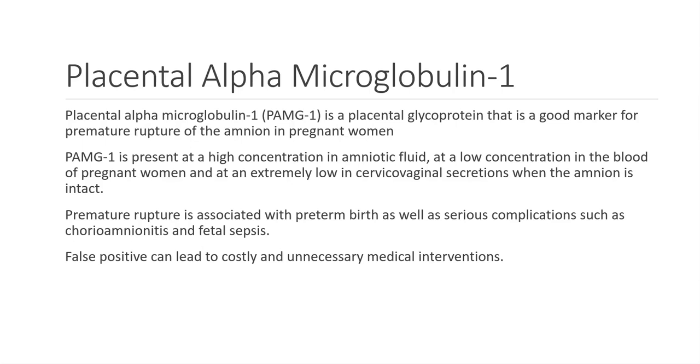Premature rupture is associated with preterm birth, as well as serious complications such as chorioamnionitis and fetal sepsis, because this is a barrier. That amniotic membrane is a barrier between the outside and the safe place. And so if it breaks, if leaking amniotic fluid, then bacteria can theoretically get in there and cause infectious processes. False positives can lead to costly and unnecessary medical interventions, so it's very important to determine if this has occurred.